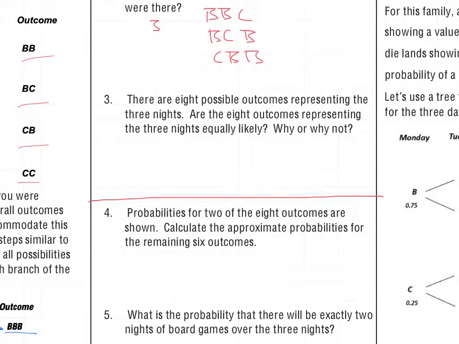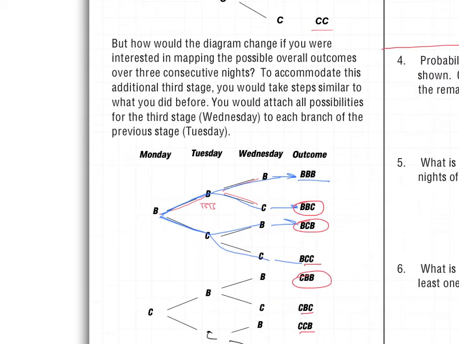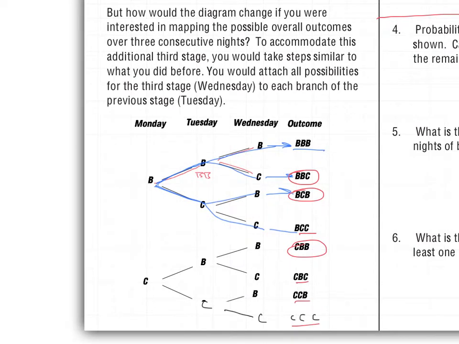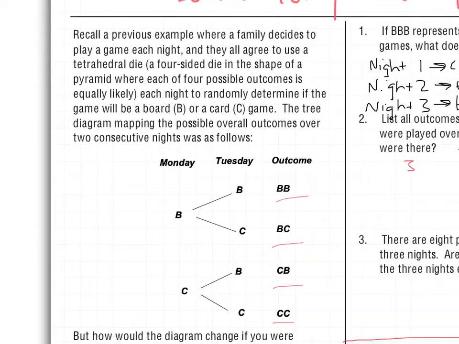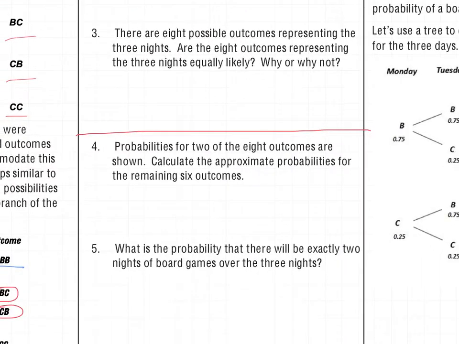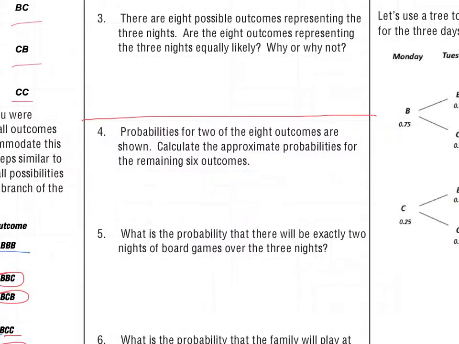And finally, there are 8 possible outcomes representing the 3 nights. Are the 8 outcomes representing the 3 nights equally likely? Why or why not? At this point, based on the information we know, there's nothing to tell us that the outcomes are going to be unequally likely. Remember, we learned yesterday that as long as each individual outcome was equally likely, then all of the final outcomes were going to be equally likely. So far, based on what we know, they would be equally likely. However, if we remember from yesterday, when they chose the board game, they weren't all equally likely.